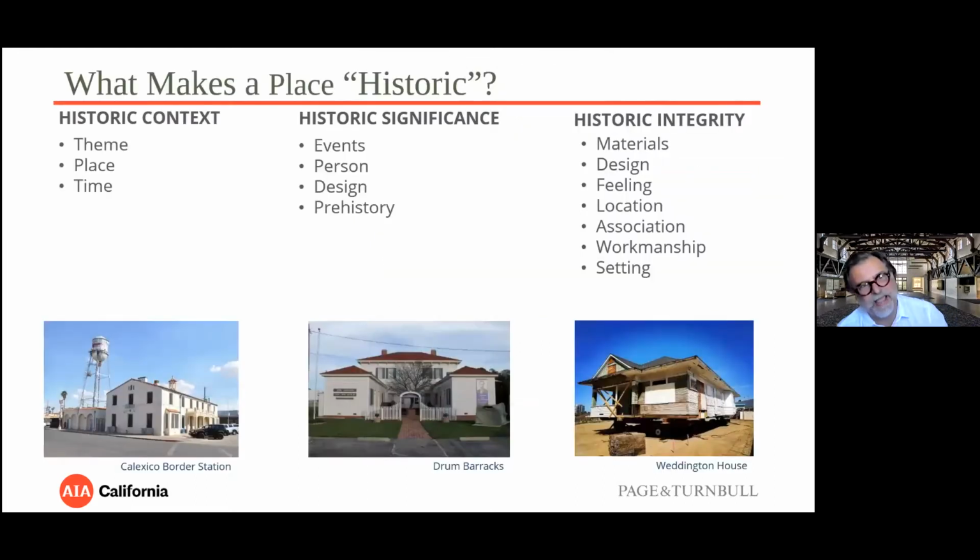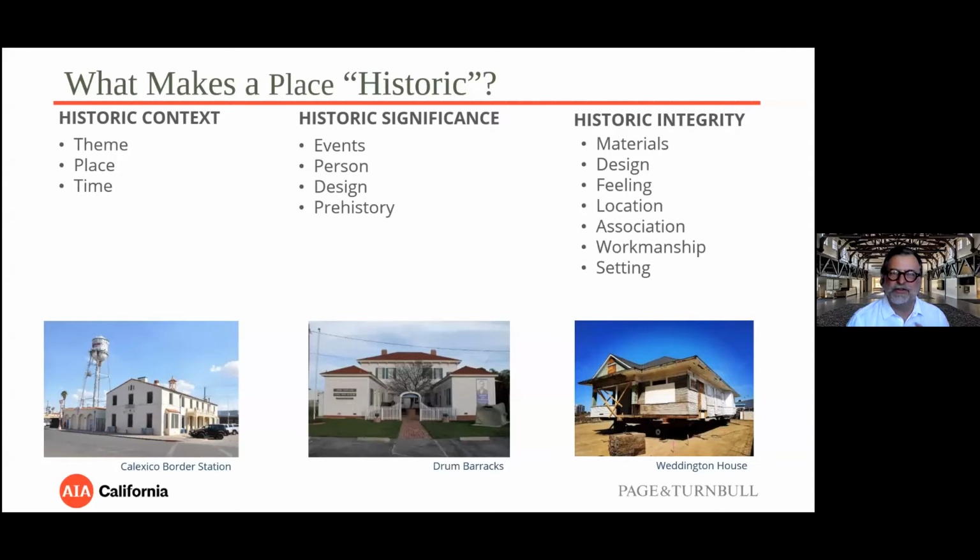And these things break down into different categories. So historic contexts tend to be organized around themes. There can be lots of different themes. Obviously, architecture and design is an important theme, but something could be historic because of its contribution to the entertainment industry, or to politics, or to policy, or to social justice. A historic context works in and around a place, and it has a time period, or a period of significance.